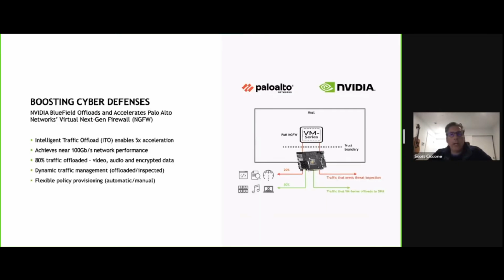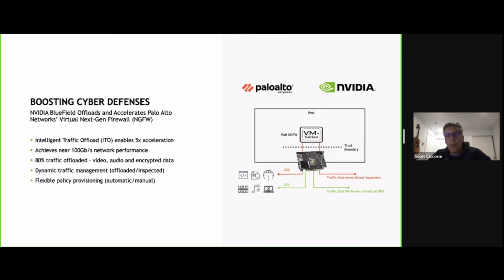Okay, a couple of quick examples on cybersecurity. Palo Alto Networks has an example called the Intelligent Traffic Offload for the next-gen firewall, which is powered by a BlueField-2 in this case. It is available now. This solution is the industry's first accelerated zero trust network security solution.